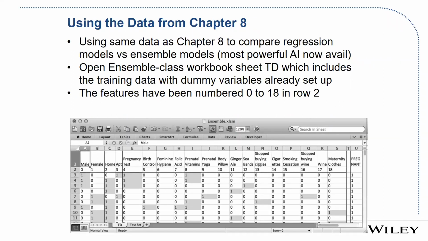So we'll be using this data from chapter 8. In some things we're not going to redo, like the whole dummy variables. We're just going to say, yeah, you guys have that. If we open up the sheet, it'll look just like it did before. We have ones where something is true and 0 if it's false, with the same data: male, female, home, apartment, all the way through to buying maternity clothes, and then whether a person is pregnant or not pregnant.